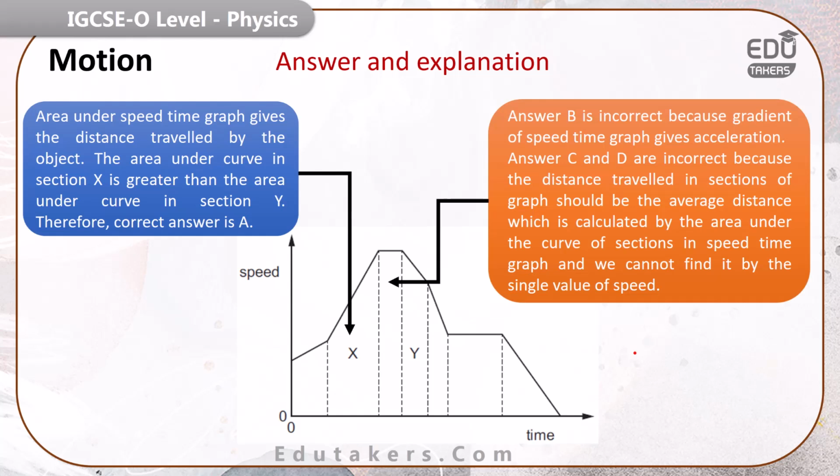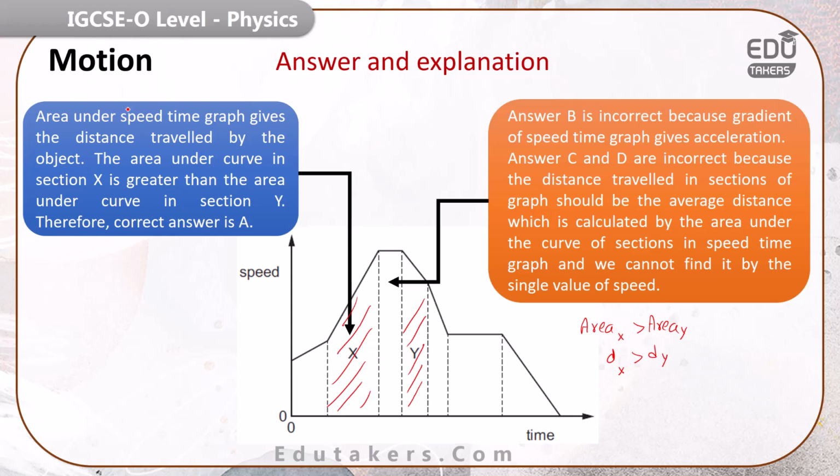You can see here is a speed time graph. So when you have to show that the distance covered in section x is larger than y, and it's a speed time graph, it means that you are simply going to calculate the area under sections x and y. See section x and its area. This area is larger as compared to the area of section y. When the area of section x is larger than the area of section y, I can simply say that the distance covered in section x would be larger than the distance covered in section y.